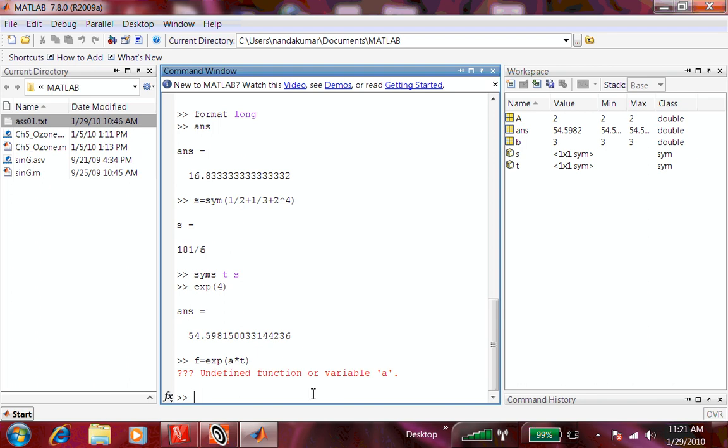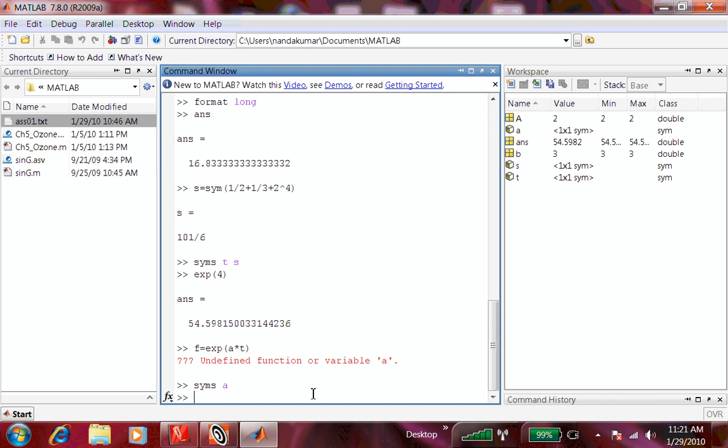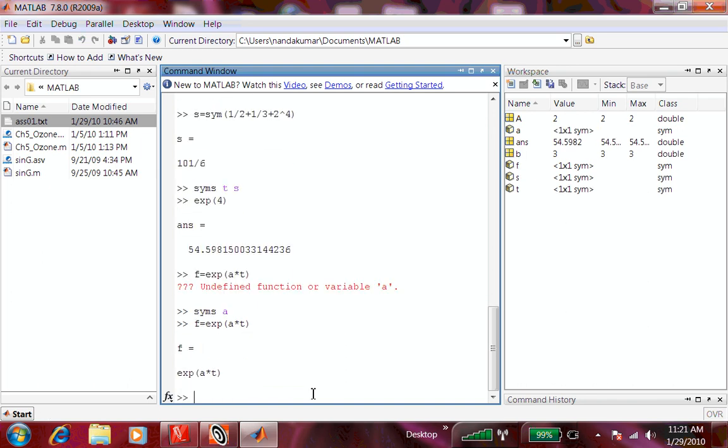So you need to be able to do this. If you have to learn on your own, what did I do wrong and how would I fix it? I didn't define a as a symbol. So all I need to do is put syms a. Then I re-execute this command. Now, f is not treated as a number, it is treated as an expression, an expression of the exponential of a times t.